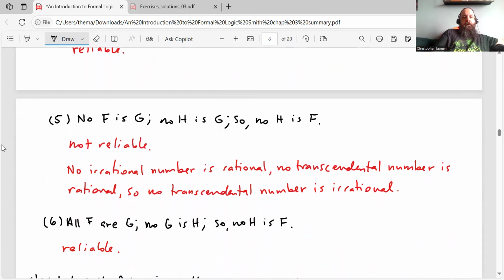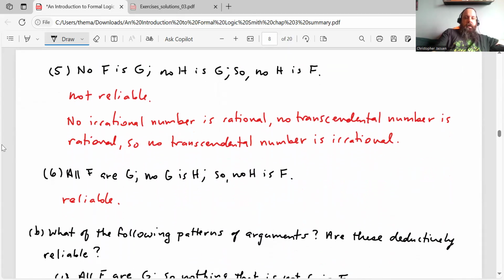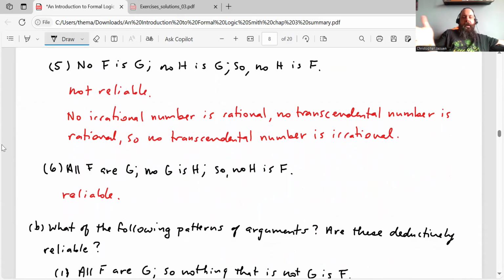All right, number 5: no F is G, no H is G, so no H is F. This one is not reliable because there are some instances that are not valid. For example, no irrational number is rational, no transcendental number is rational, so no transcendental number is irrational. Obviously I'm choosing examples from math because that's what I know. But if you don't know what irrational numbers or transcendental numbers are, I'll let you look them up. I won't explain it here.